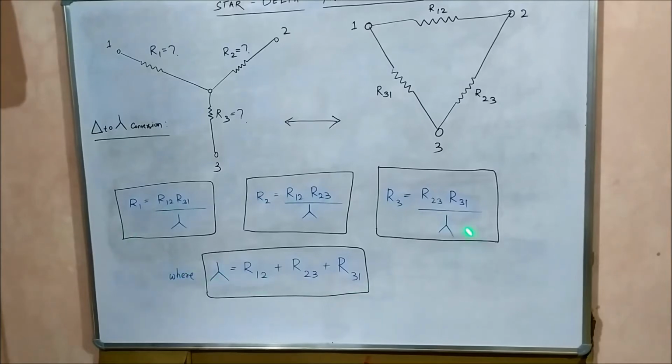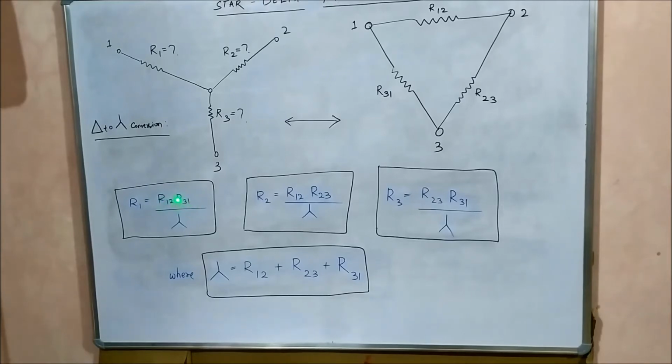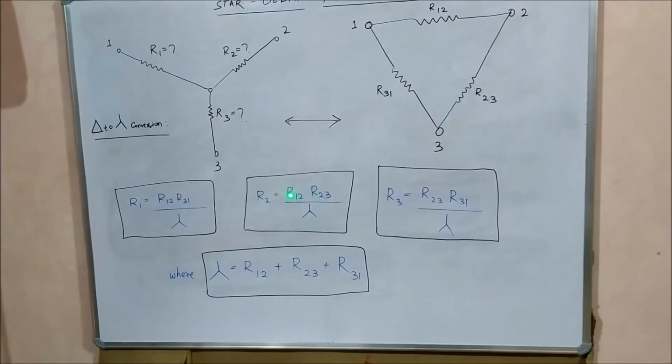So all you need to do is remember the value of star, which is R12 plus R23 plus R31, the fixed denominator. Next, remember this trick: whichever resistance you have to calculate, pay attention to its subscript, for example R1. You multiply all those resistance values which have 1 in common, meaning one end of the resistance is connected to point 1. Similarly for R2, the subscript has 2 present, so you multiply all the resistances which have 2 involved, that is R12 and R23.